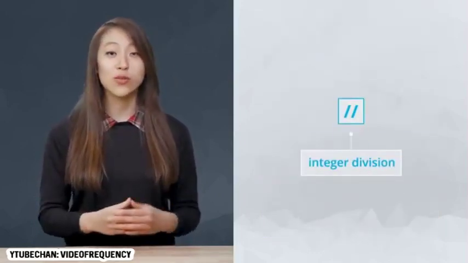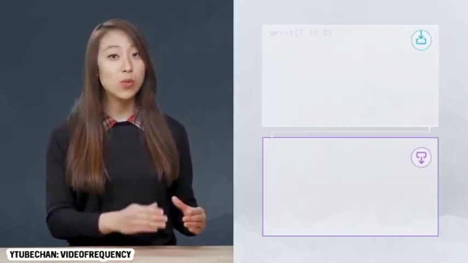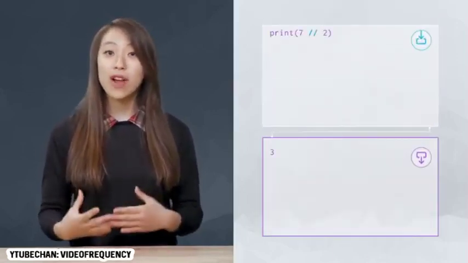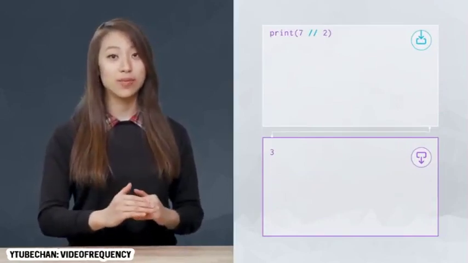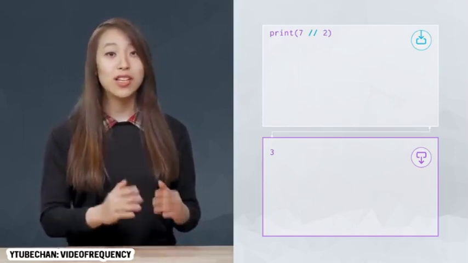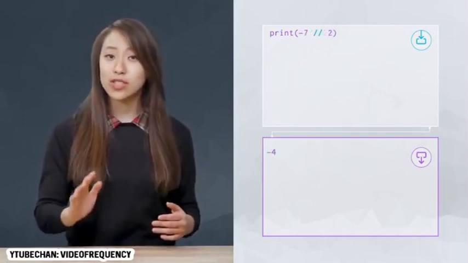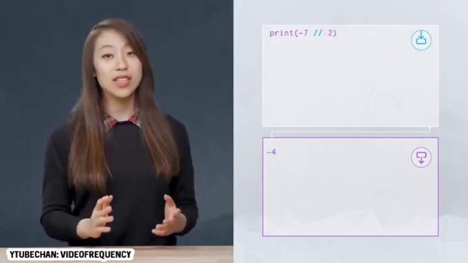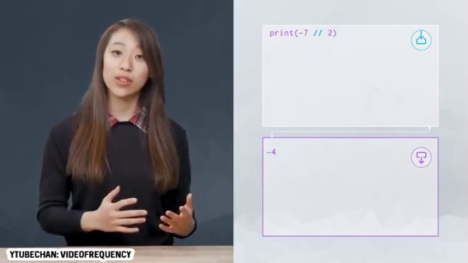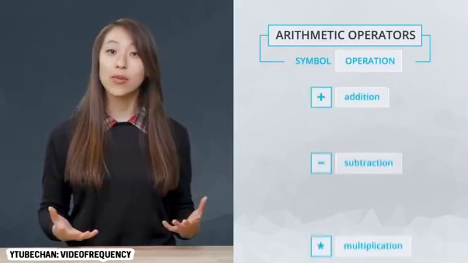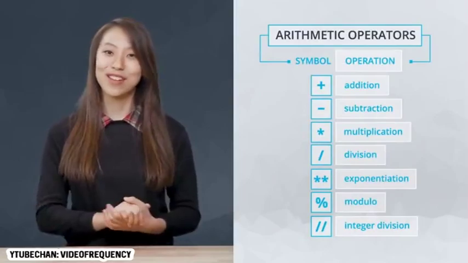You might also find use for integer division, denoted by 2 forward slashes. It divides one integer by another, but rather than giving the exact answer, it rounds the answer down to an integer. 7 divided by 2 is 3.5, which rounds down to 3. Notice it rounds down even if the answer is negative. In this case, negative 3.5 was rounded down to negative 4. There are other categories of operators that we'll learn about soon, but these are all of the arithmetic operators in Python.